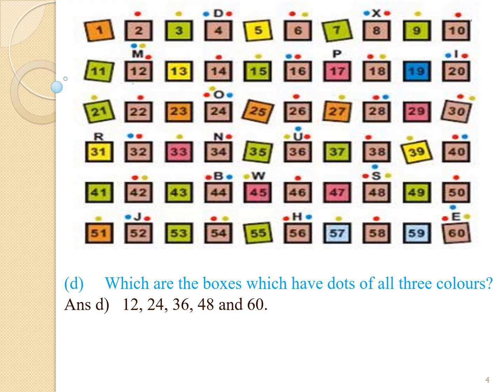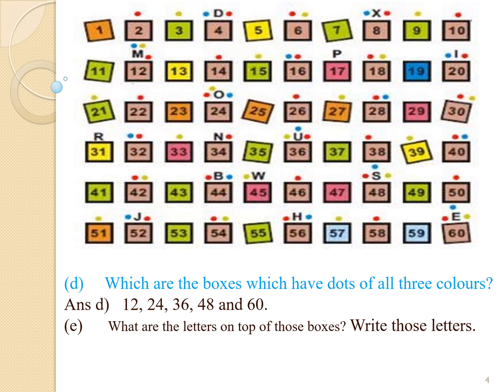Now, question E. What are the letters on top of those boxes? Write those letters. Letters on the top of these boxes are M, O, U, S, E. So we can say that Montu is waiting for the mouse.